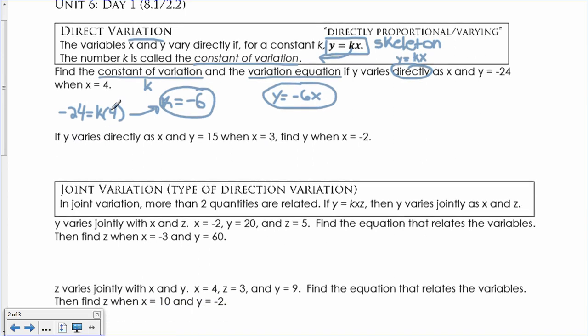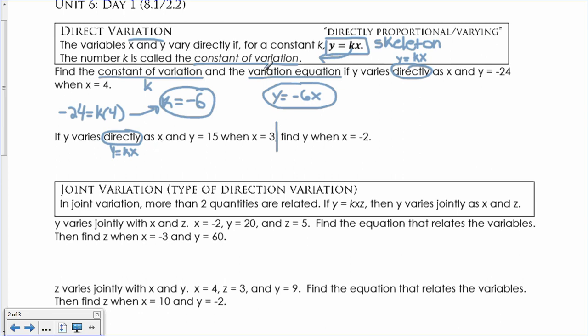This one, it's not asking for the same types of information directly, but you still need to use these two pieces of information to solve this. So it says if y varies directly, so again I circle that word because it tells me what type of variation, and I just jot down the skeleton equation. All right, it varies directly as x, and y is equal to 15 when x is equal to 3. I'm going to go ahead and stop there for a second.